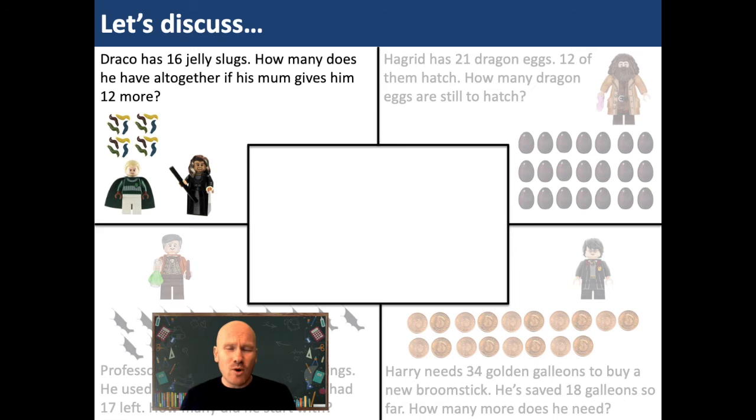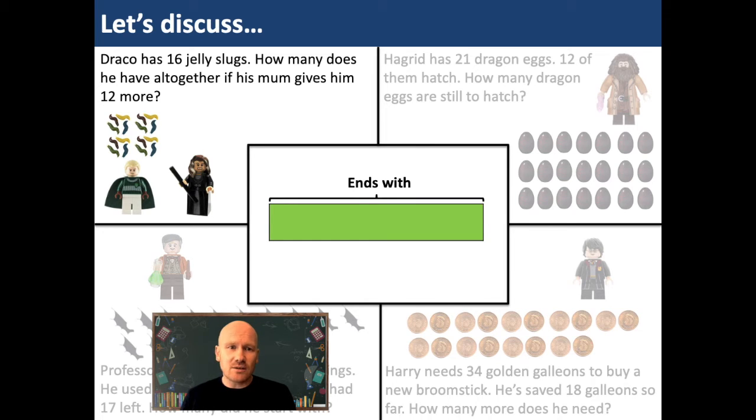To begin with, when we analyse that problem, let's start by drawing the bar. And the next thing that we can do is describe what the whole amount is. We might not know what the value is, but we can always say what it is. We can always describe it in words. And here, it's how many jelly slugs Draco ends up with.